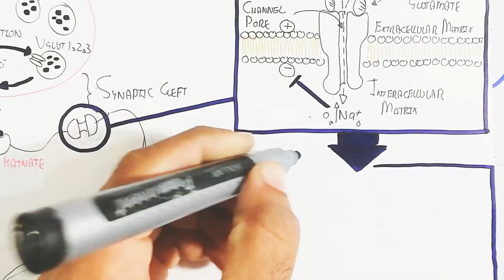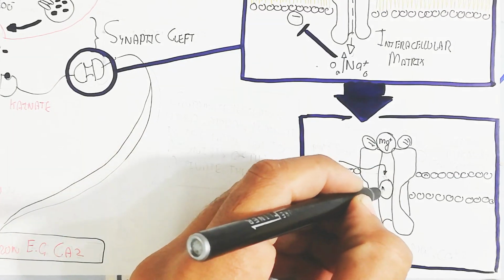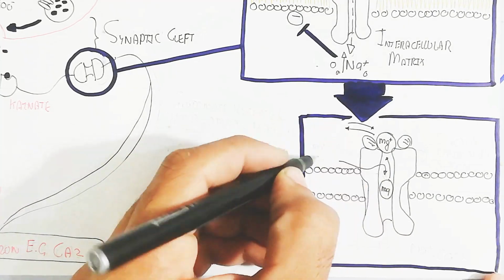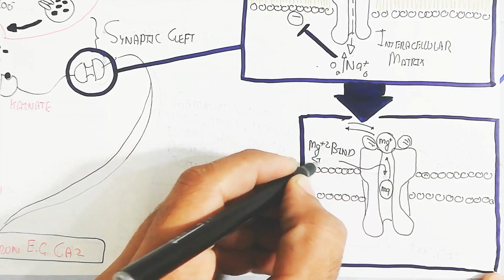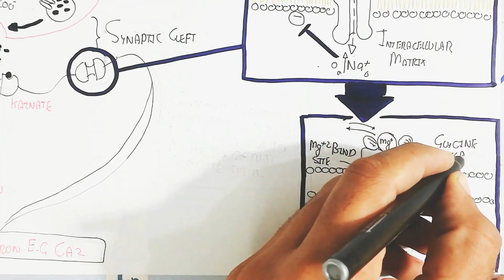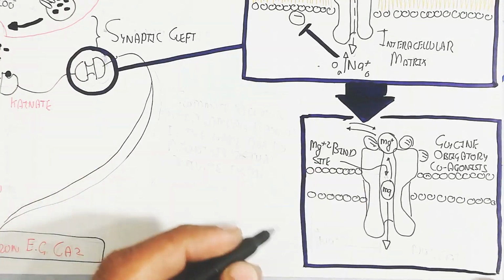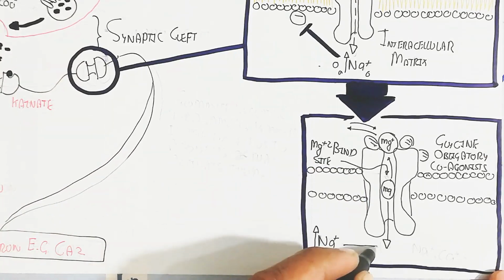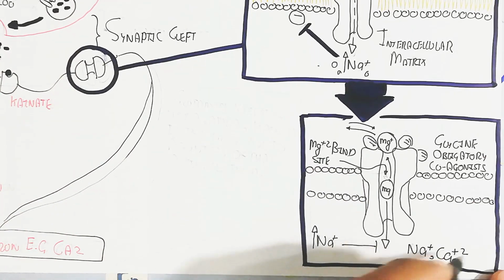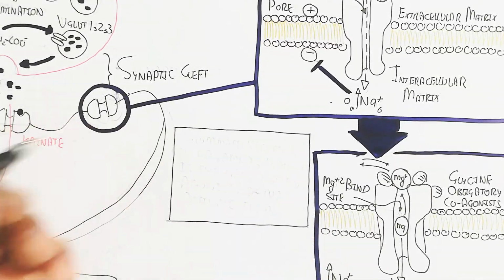Depolarization will occur, and positive charge will be inside the intracellular matrix while the extracellular matrix is negative. So the magnesium can bind, but remember, this is basically the sodium. Sodium will inhibit these bindings, so the magnesium binding site will be inhibited, and magnesium can be pushed off from the NMDA channel.